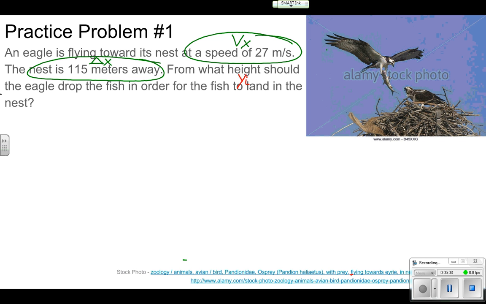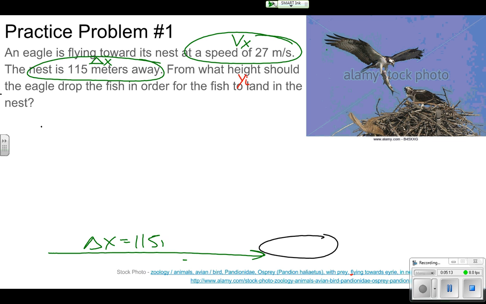So it looks something like this. My bird is flying along up here, and here's its nest. The nest is 115 meters away. My bird is flying along at a velocity of 27 meters per second. That never changes. It's always 27 meters per second in the horizontal direction. My initial velocity in the y direction is equal to 0, and then the fish drops from the bird's mouth, and the fish speeds up as it falls.